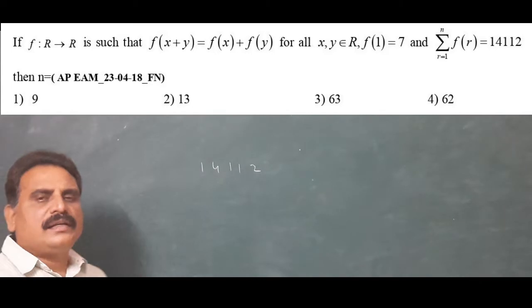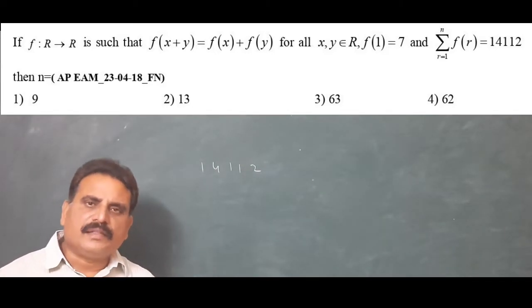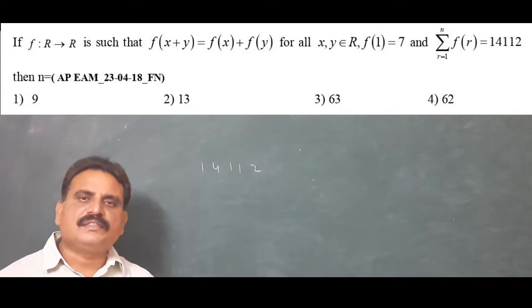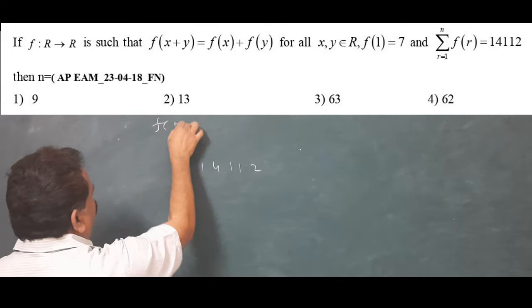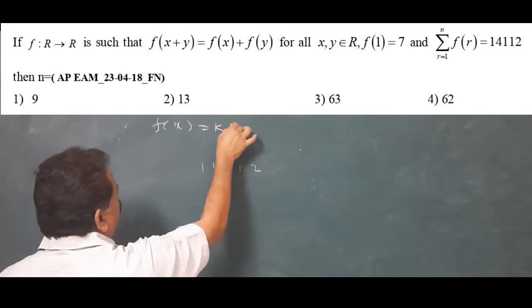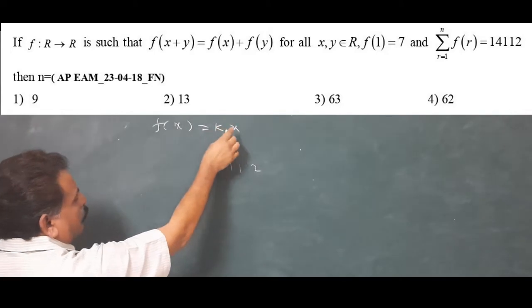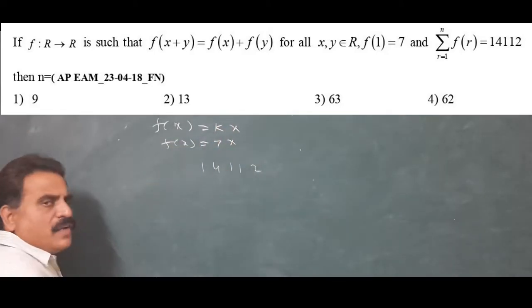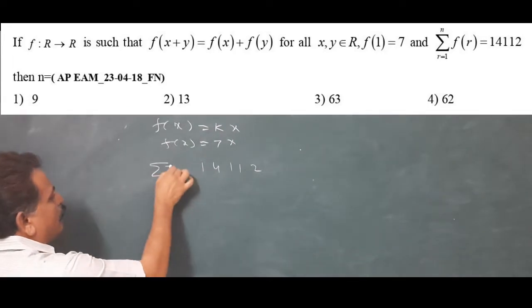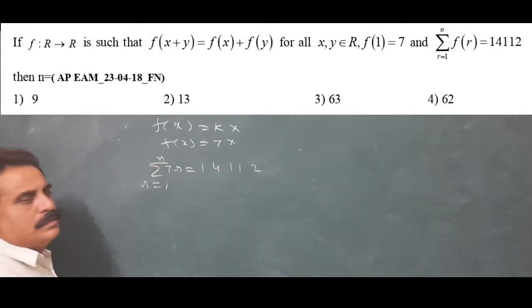Here, f of x plus y equals f of x plus f of y. That means f of x is kx. But f of 1 is 7, so k equals 7. f of x equals 7x. So, sigma f of r, that is sigma 7r, where r varies from 1 to n.